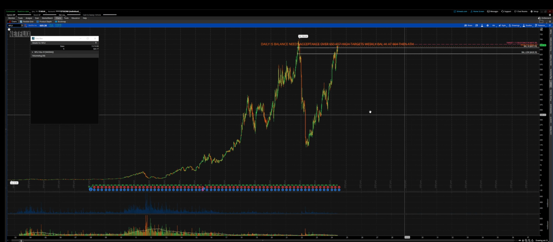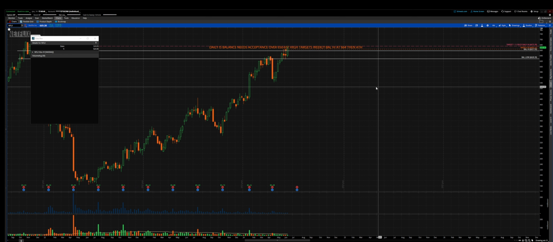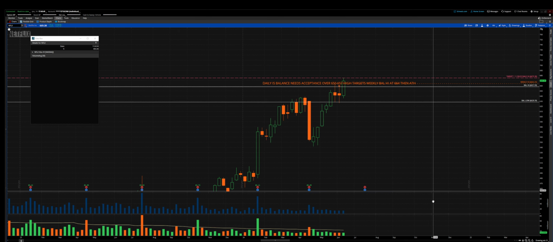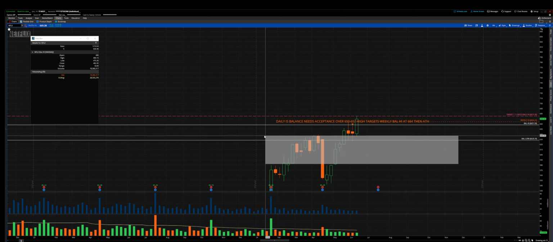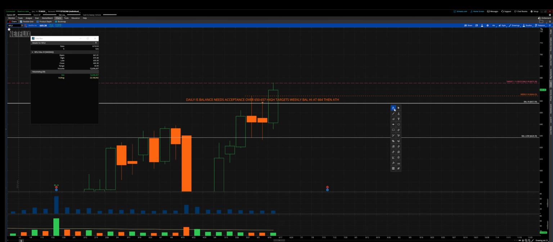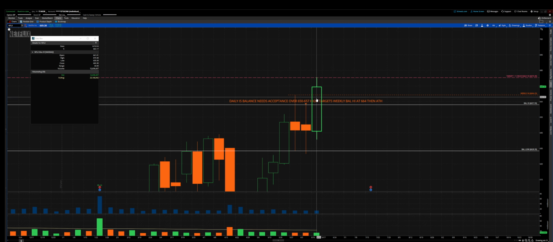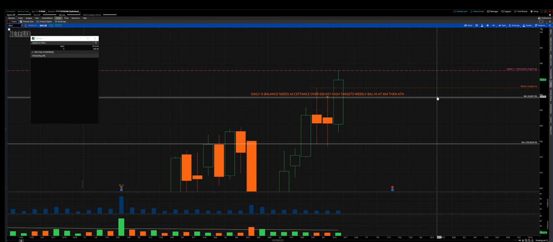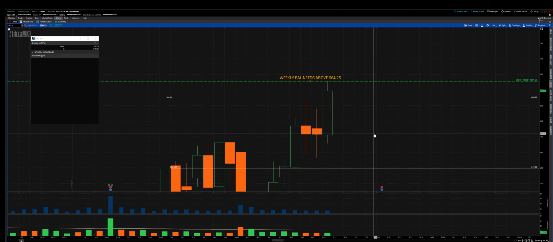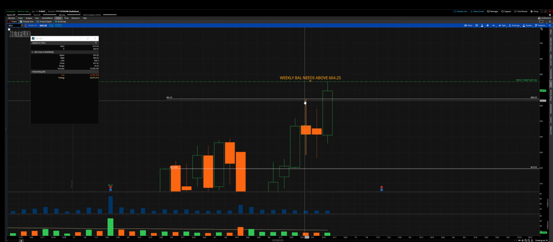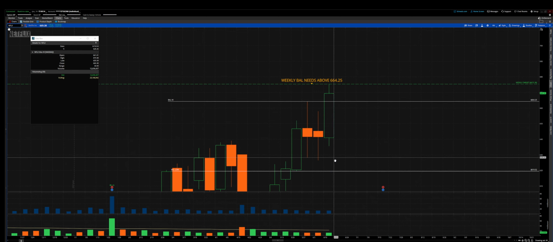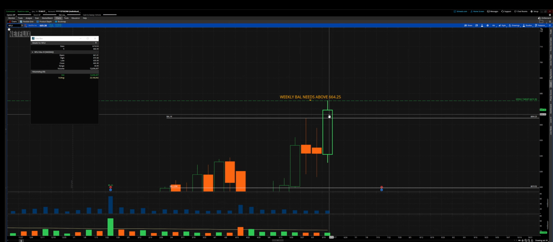So monthly is one time framing up, targeting that 700. Okay, now here's our weekly. Our weekly was also in a nice little balance. We are now one time framing up, right? So this was our balance. Balance high right here was 664.25. Balance low was 619.52. We needed to take out 664.25.